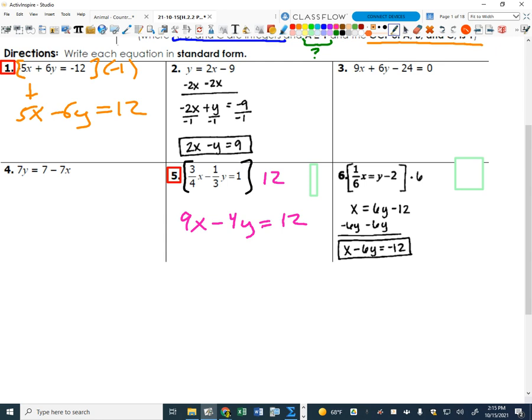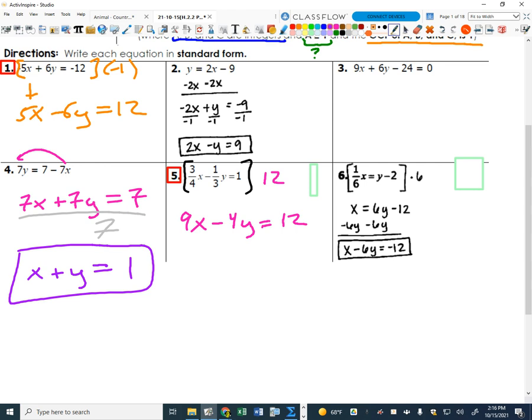Sometimes we have to rearrange terms. Like in this case, if I just push the 7x over there, I get 7x plus 7y equals 7. Is that enough? What's wrong with that? Okay, good. I could divide both sides by 7, couldn't I, to make those coefficients smaller, right? So if I divided the whole thing through by 7, then I end up with x plus y equals 1. That's my answer in standard form, okay? All right.